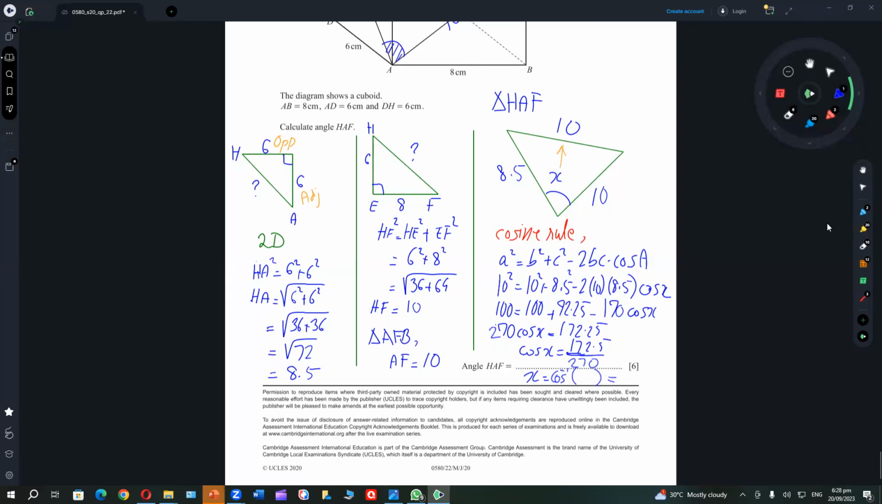Sir, now when I divided 172.25 by 270, I got 0.638. So then I would do the inverse of 0.638. Then it would be 50.357, so 50.36.